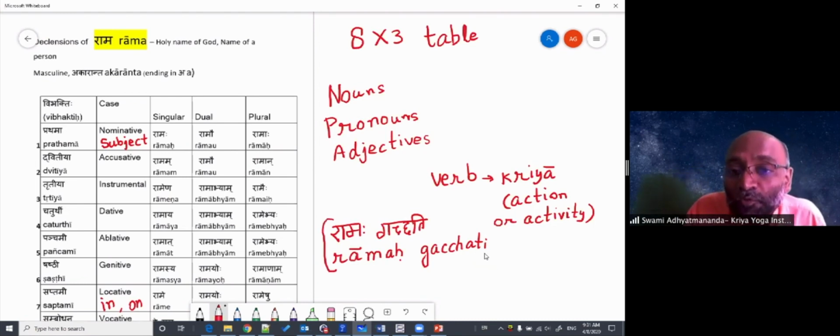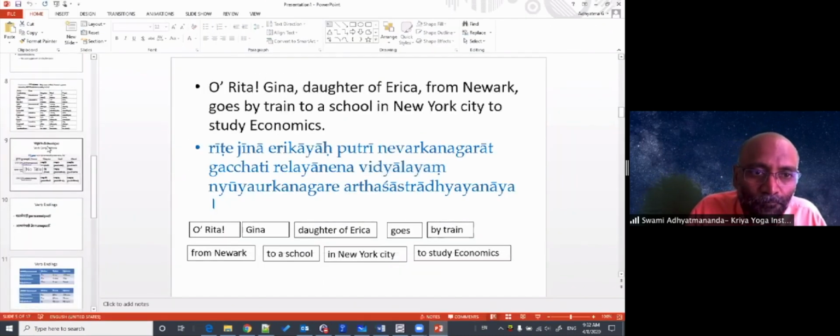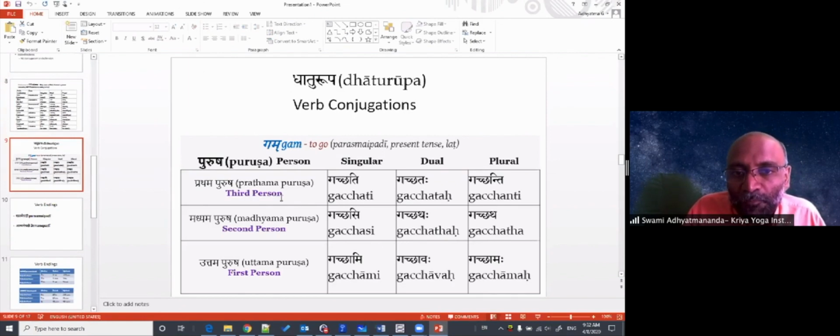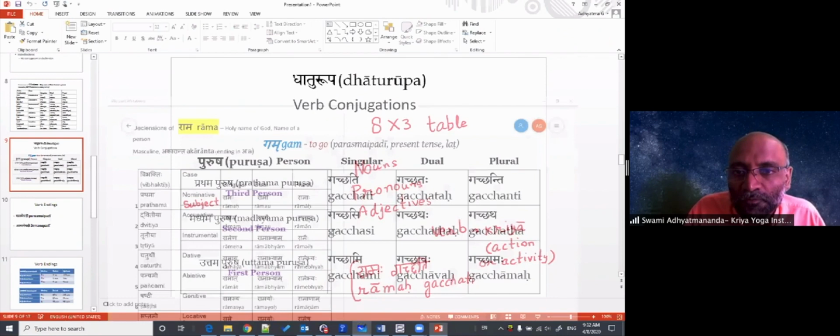If you remember from your verb forms, gachati means he goes. But he goes is only when we don't have a subject. When I say Ramaha gachati, it means Rama goes. So the subject always gets associated with the verb forms. If I again take you to the verb forms here, you see this is the third person: gachati, gachatah, gachanti. Only this row can ever be used with the subject here. These are the only three possible words which can be used with these three words.